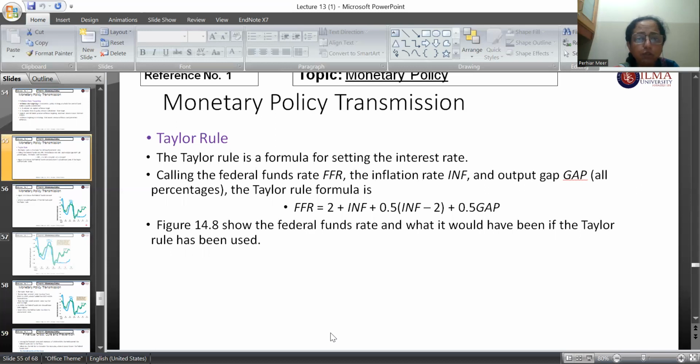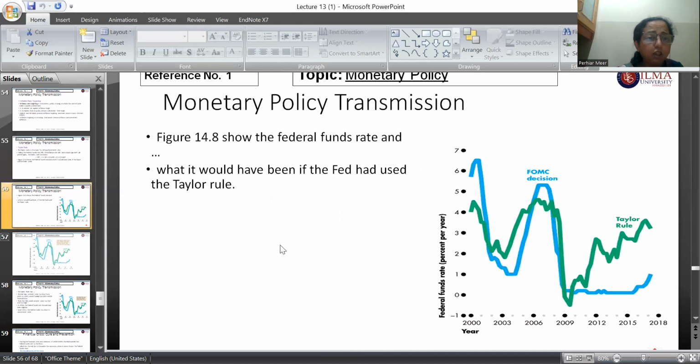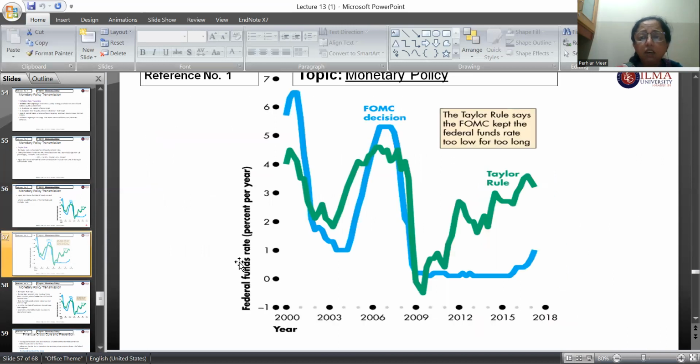The figure shows the federal funds rate and what it would have been if the Taylor rule had been used. It shows two lines, FOMC decisions and the Taylor rule. The Taylor rule says that the FOMC kept the federal funds rate too low for too long.